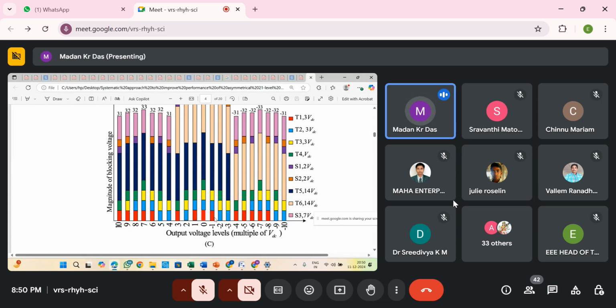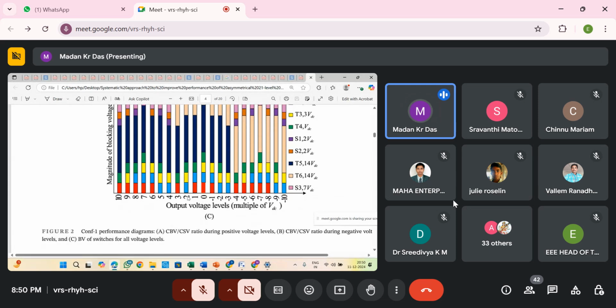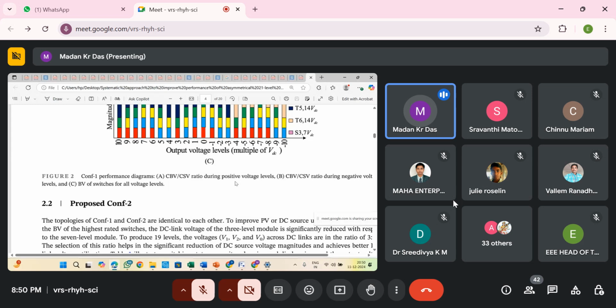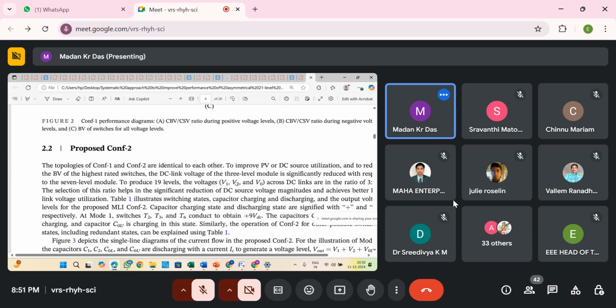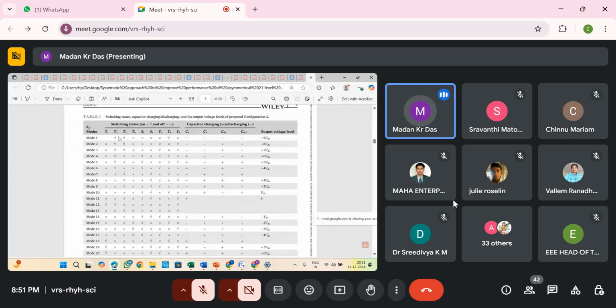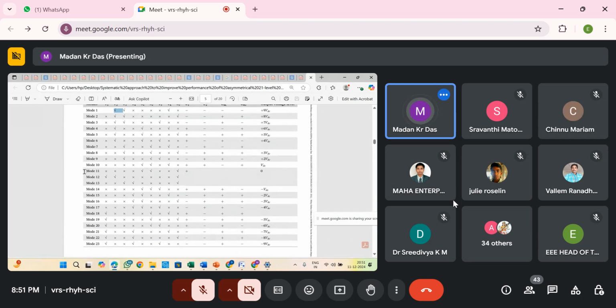So I am mentioning the graph for every level, this graphical representation. And now this is the switching table of the proposed inverter. When a switch is on, we mark it on, and a cross sign is used to mark that the switch is off. So every section we have mentioned, and this is mode 11, 12, and 13 for the positive path, and this is the negative path.